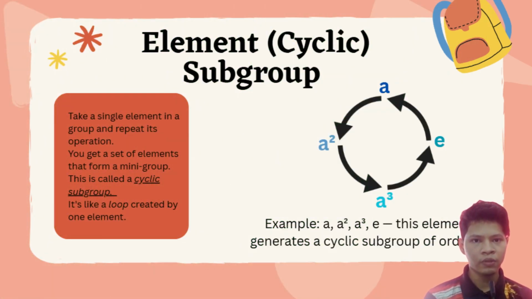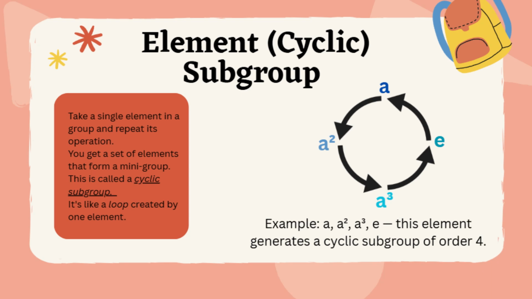Let's look at what happens when we focus on just one element in a group. If we take that element and keep combining it with itself over and over again, we start to see a pattern. Eventually, the result circles back to the identity, the element that leaves everything unchanged. This process creates a loop, and this loop includes only a few elements from the whole group. This loop is what we call a cyclic subgroup, because it is generated by cycling one element repeatedly. So from one starting point, we build a small group that follows the same rules as the big group.